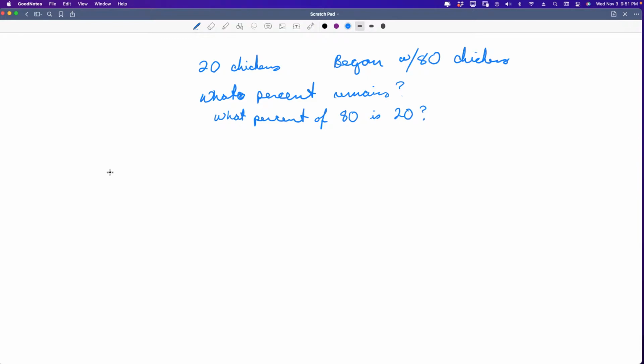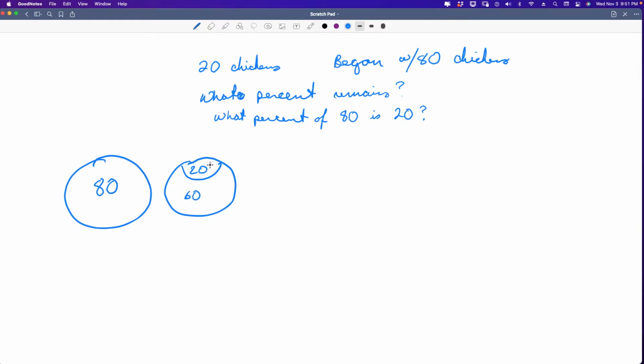So the book says you really have to draw a diagram, and the diagram is, here's your 80, and here is 20, and here's 60. What's the percent? Right? What percent? This is what it says you have to do in order to do this problem. If you don't have to do it, listen, I think it's a silly step because we've done these before. We know how to do what this says.